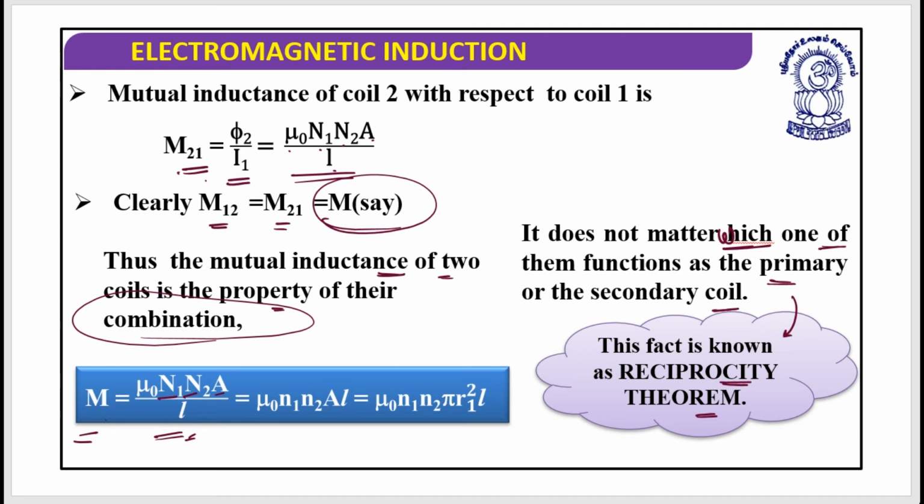Or rather, if I can replace it, it would be mu naught into N1 into N2 into A into L. So if you have been given the number of turns per unit length, then this length is directly proportional to the mutual inductance. If they have given N1 and N2 as the number of turns only, then this is divided by L. Please keep this in mind. This is equal to mu naught N1 N2 pi into R1 square into L. I hope this is clear.